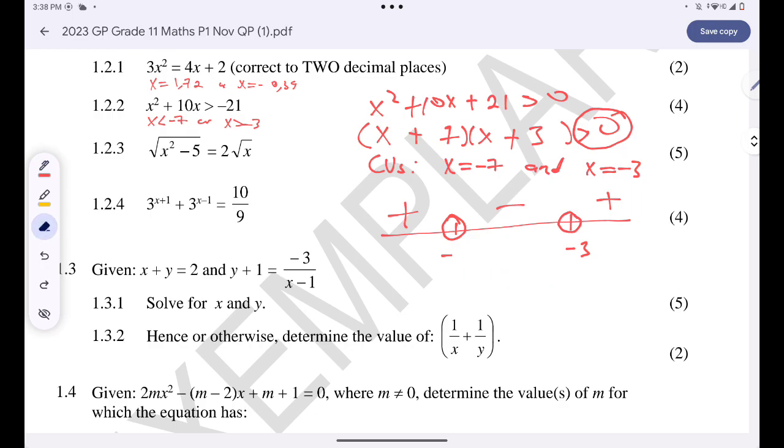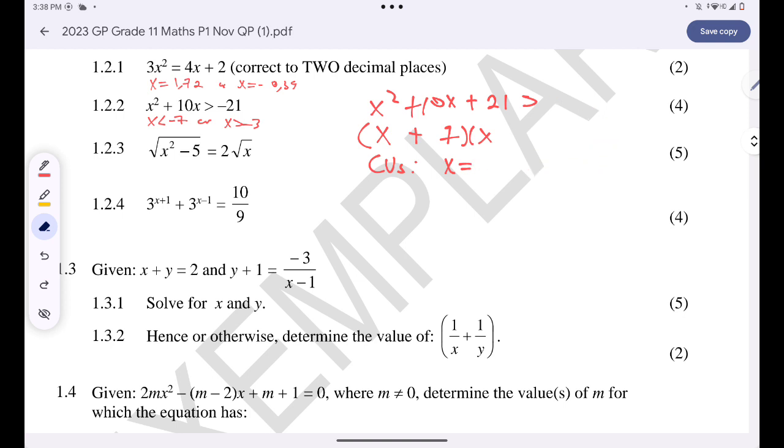Okay, and then 1.2.3, we are supposed to solve x there. Okay, our equation: we have x squared minus 5 is equal to 2 multiplied by the square root of x.